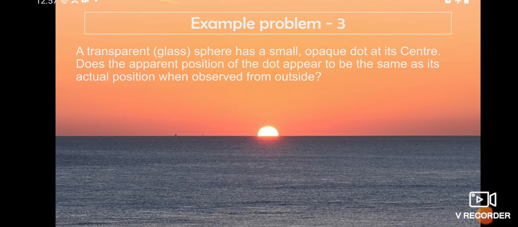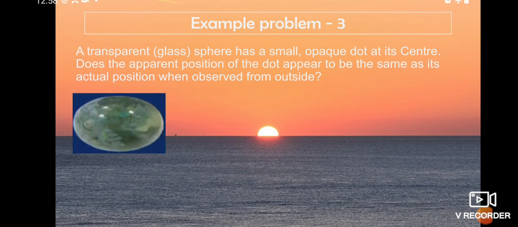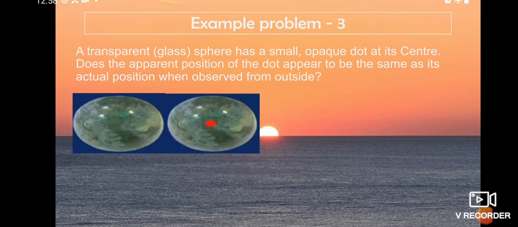A transparent glass sphere has a small opaque dot at its center. Does the apparent position of the dot appear to be the same as its actual position when observed from outside? So I will explain this by using the pictures. Here a transparent glass sphere is there. Now I have kept a dot at its center.